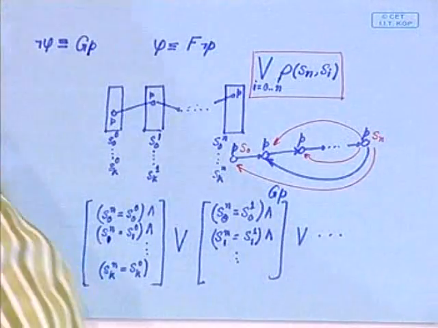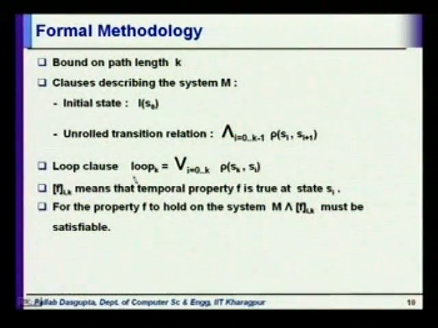Okay. So coming back to this, the loop clause loop k is for all, where k is the bound. So for all i equal to 0 to k, there is a transition from the last state Sk to Si. So whether there is a transition from Sk to S0 or Sk to S1 or Sk to S2, or it could be from Sk to Sk also, that self loop is also fine.